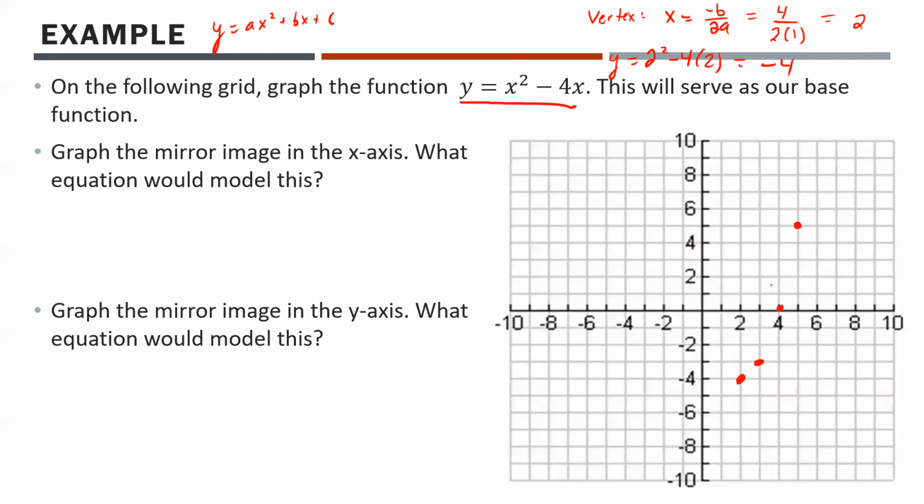Now, of course, because this is a quadratic, we want to make sure that it is symmetrical on both sides. So I'll put another dot here, I'll put another dot here, and I'll put another dot over here. And then I will connect all of that with a line.